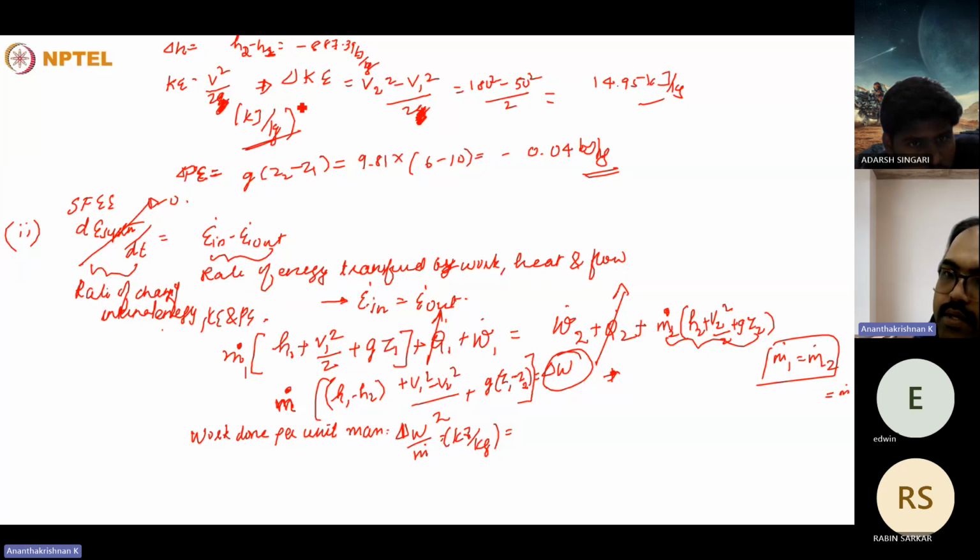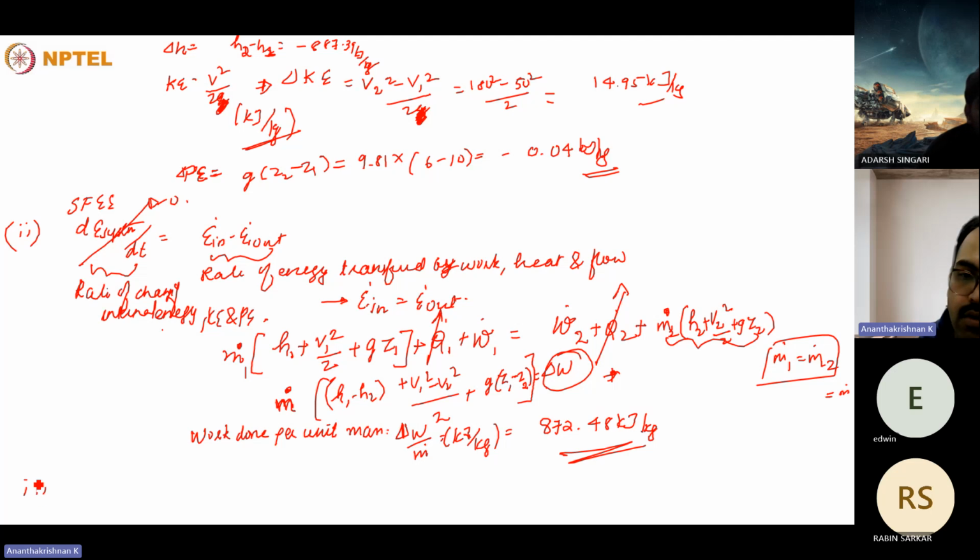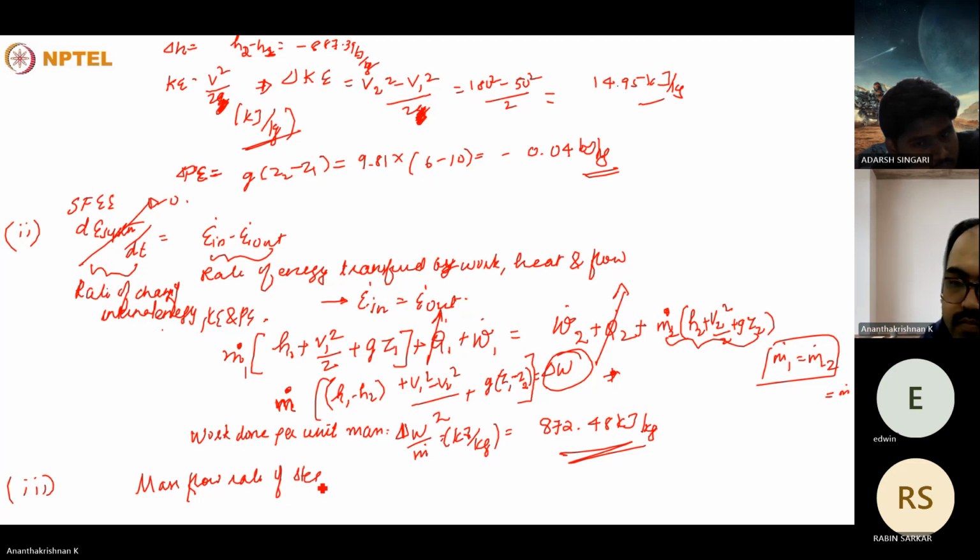So we have already calculated these values, but only in the reverse manner. So we just put a minus sign and use the values that are present already in the previous case, and we'll get it to be around 872.48 kilojoule per kilogram. So that's straightforward. And now the last part is also very straightforward. We need to calculate the mass flow rate of steam for a 5 megawatt plant.